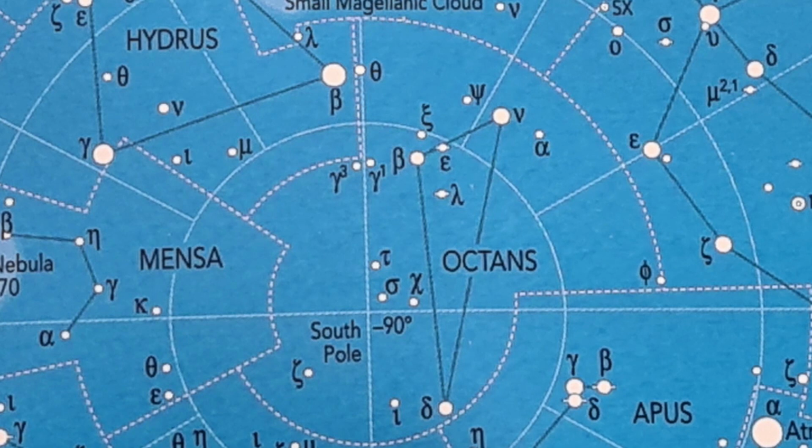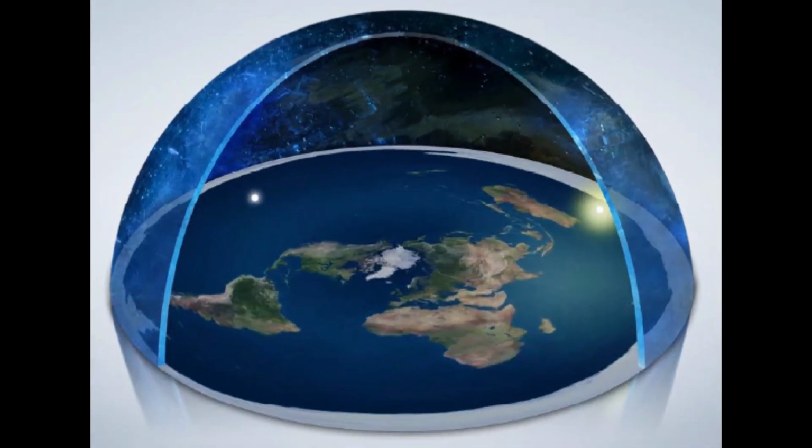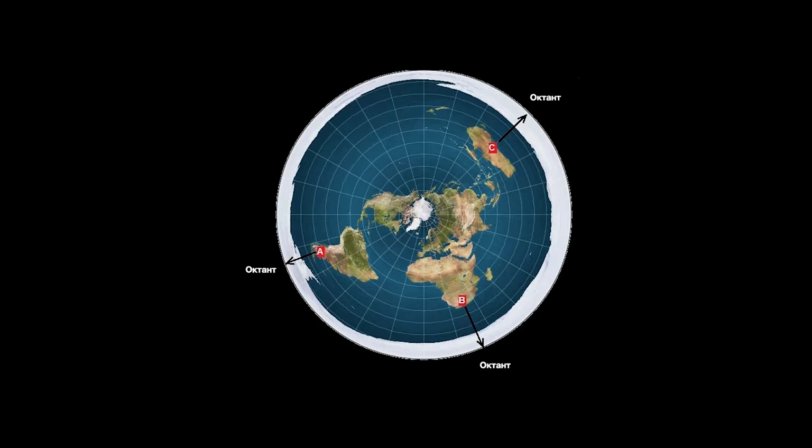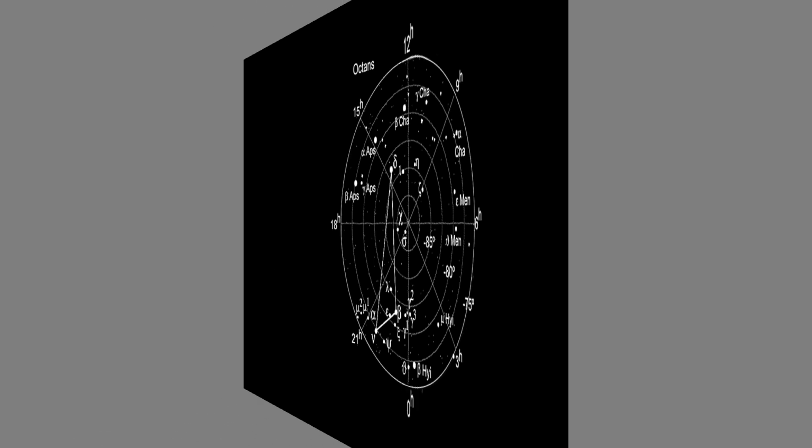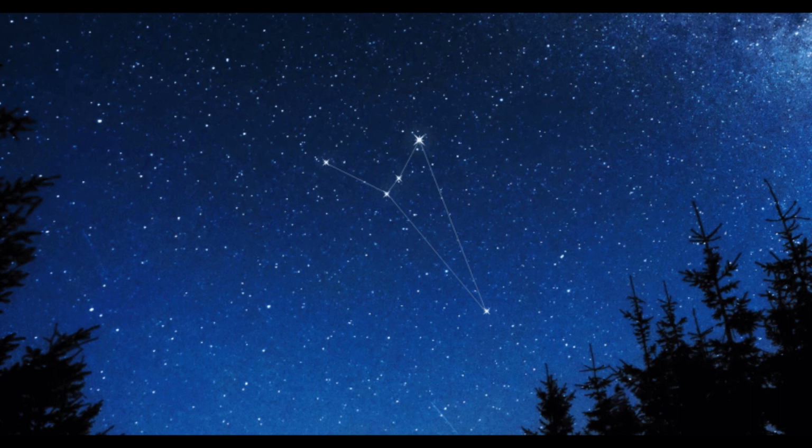Any attempt to place Octans on the imaginary dome so that it is visible in the southern latitudes is doomed to failure, because for this it must be simultaneously over every point of southern latitudes, and this is impossible, since for this the same stars must simultaneously be in different places. Thus, the position of Octans in the night sky perfectly agrees with the scientific idea of the Earth as a sphere, and doesn't agree with the theory of a flat Earth.